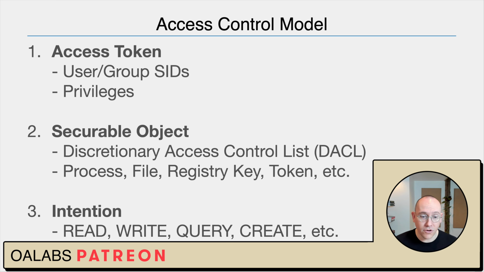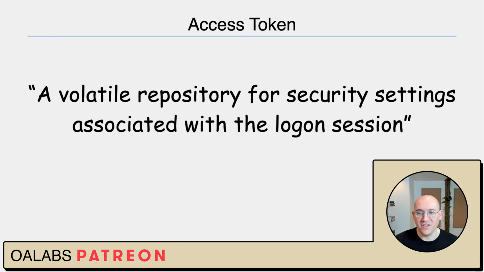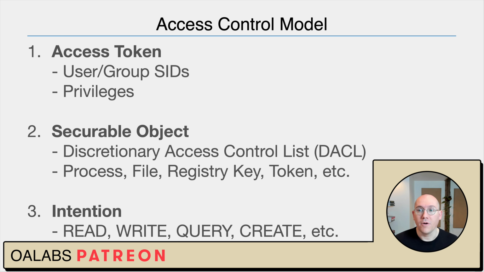Okay, so access control model, there are three main components. There's the access token, which we're going to dive deeper into in just a minute. Now, the formal definition of the access token is a volatile repository for security settings associated with the Logon session. Now, that's kind of a mouthful. For now, what we're going to think of this as is just a piece of data that stores the user and group SIDs associated with the user who spawned the process, and also a set of privileges that can be enabled or disabled for that process. That's just the general concept of an access token. We're just going to put that aside for right now.